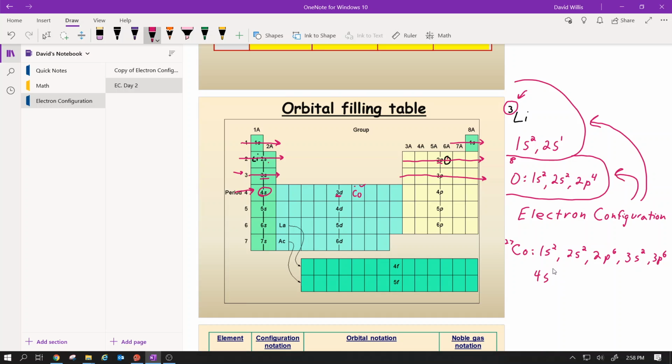4s, and I can fit 2 in there. Now I'm going to start filling in 3d. And I'm going to fill in 3d 1, 2, 3, 4, 5, 6, 7. 3d7. All right, and that's the electron configuration for cobalt. Yes? We feel good about that?